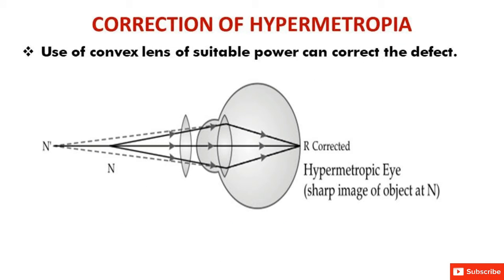This defect arises because the focal length of the eye is too long or the eyeball has become too small. This defect can be corrected by using a convex lens of appropriate power. Eyeglasses with converging lens provide the additional focusing power required for forming the image on the retina. So इस डिफेक्ट को ठीक करने के लिए हम कन्वेक्स लेंस का इस्तेमाल करते हैं.